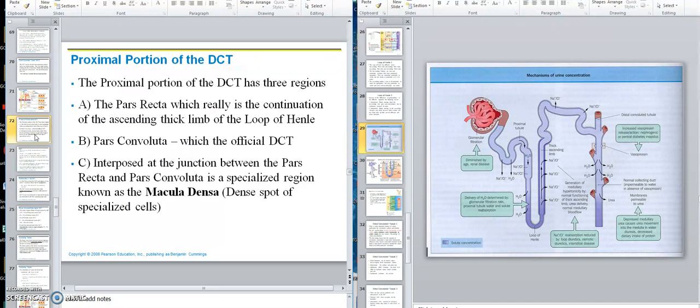All right. The proximal portion of the distal has three regions: the pars recta, pars convoluta, and a pars, and in between there's something called the macula densa, a dense spot of cells. We're going to talk about this a little later when we talk about something called the juxtaglomerular apparatus. So keep this in mind and we'll come back to that.